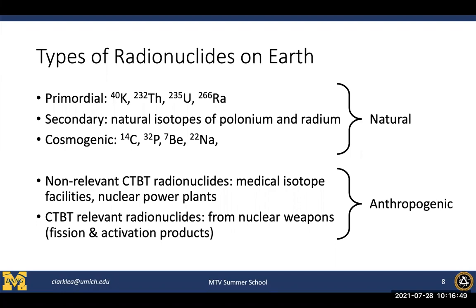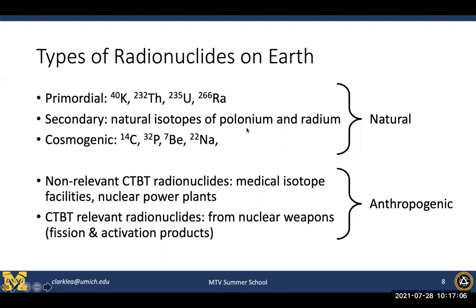And then we have secondary radionuclides that come from the primordial ones. Some examples include natural isotopes of polonium and radium. And then we also have ones that come from cosmic rays, like carbon-14 and sodium-22.